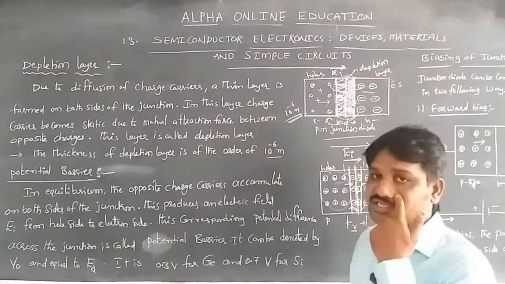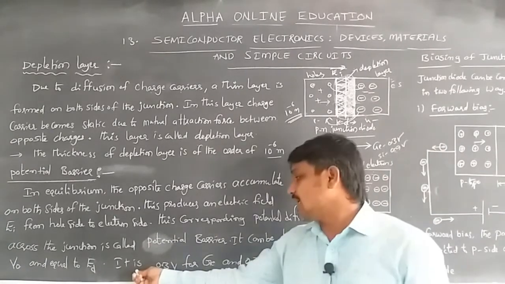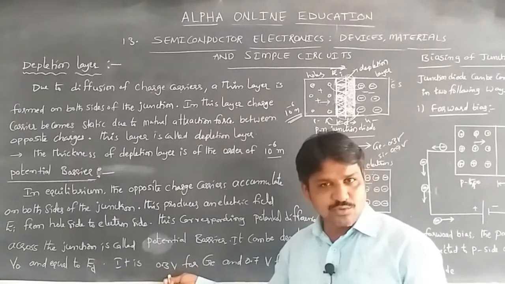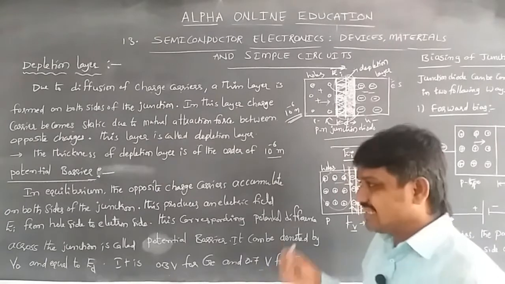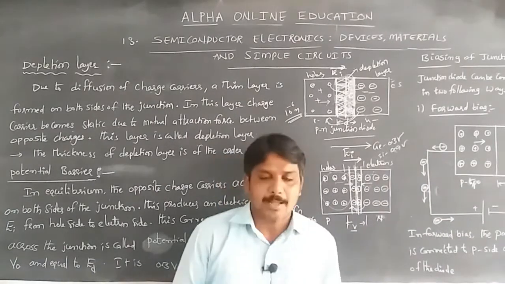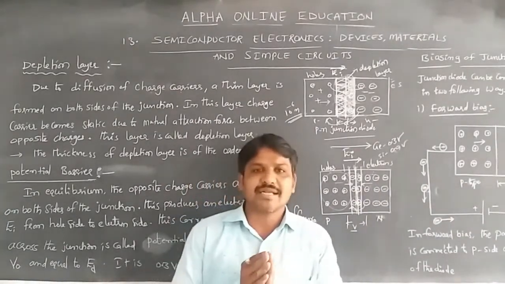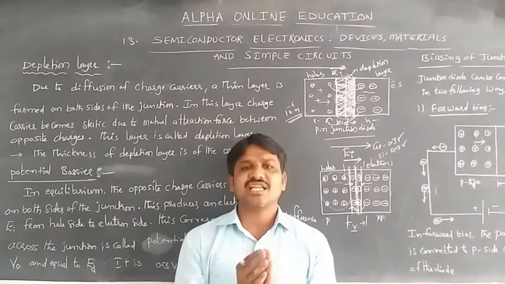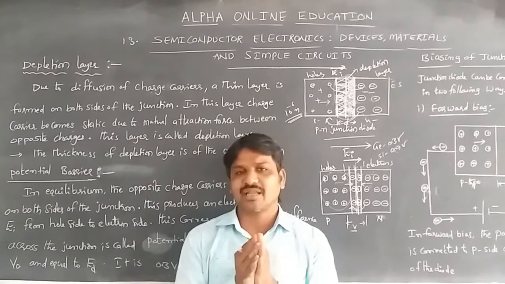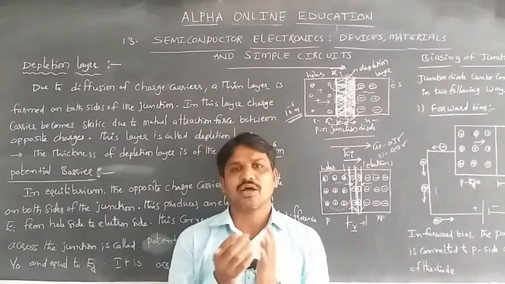ED means potential electric field. Then it is 0.3 volts for germanium and 0.7 volts for silicon. This is about the potential barrier. By connecting a battery in such a way, the depletion layer and potential barrier may decrease or increase.